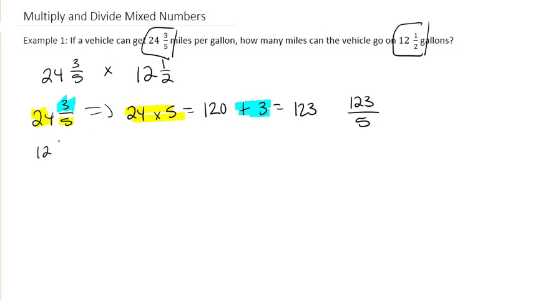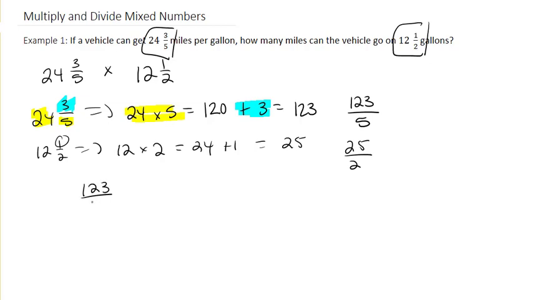Next we have 12.5. So 12 times 2 is 24. Then we're going to add that 1 from here to get us 25. So we get 25 over 2. Now we can go ahead and set this up to multiply. So what we can do then, this 25 and this 5 both have a factor of 5.